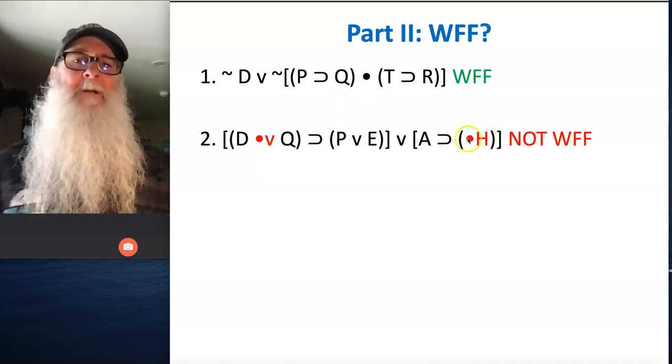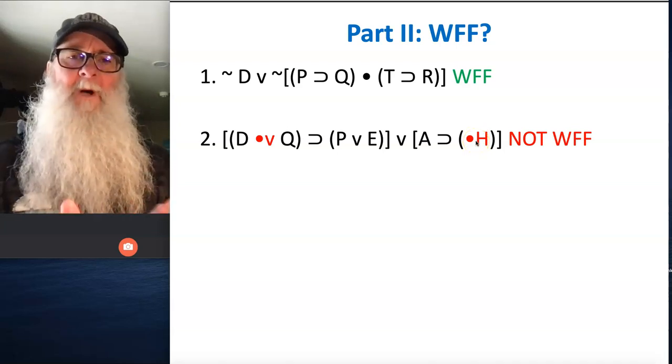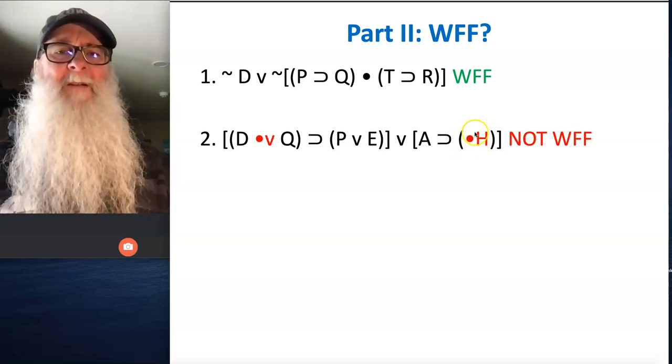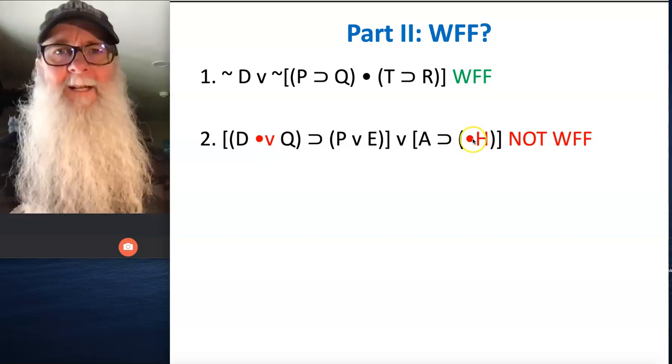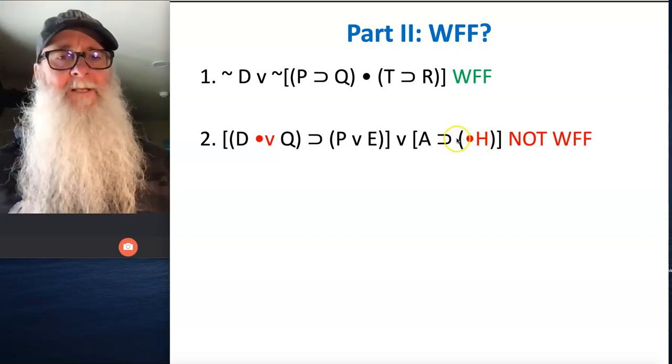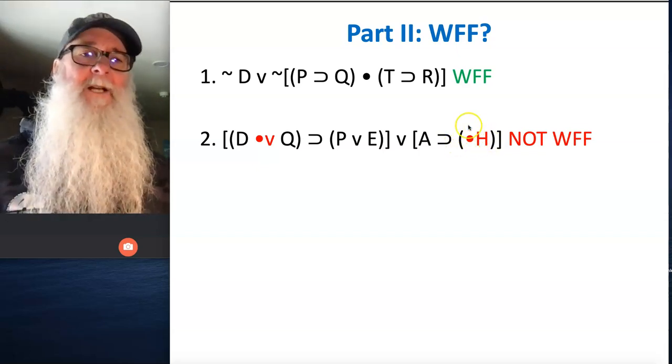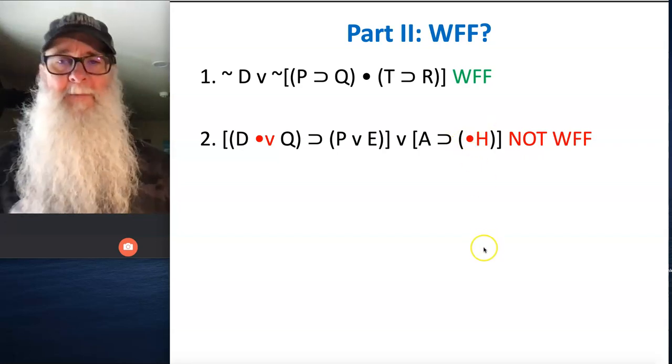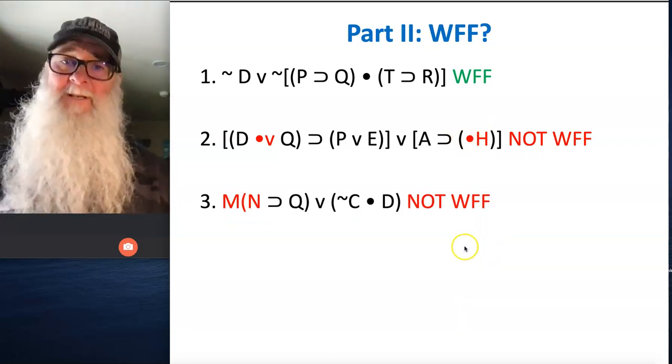And you can see a similar problem down here where we don't necessarily have two operators smashed up against one another, but we have this operator dot just kind of hanging out there on its own. And we know that there always has to be a letter on each side of our connective operators. So number 2 is not a woof, nor is number 3.